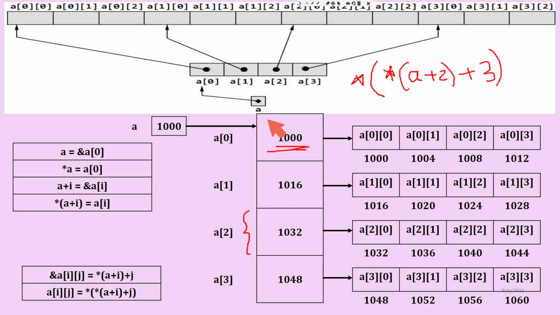1000 plus 0 points to this cell. 1000 plus 1 points to this cell. 1000 plus 2 points to this cell. So what is star A plus 2, Rohit? 1032. Okay, that is 1032. This star A plus 2 is 1032. What is 1032 plus 3?